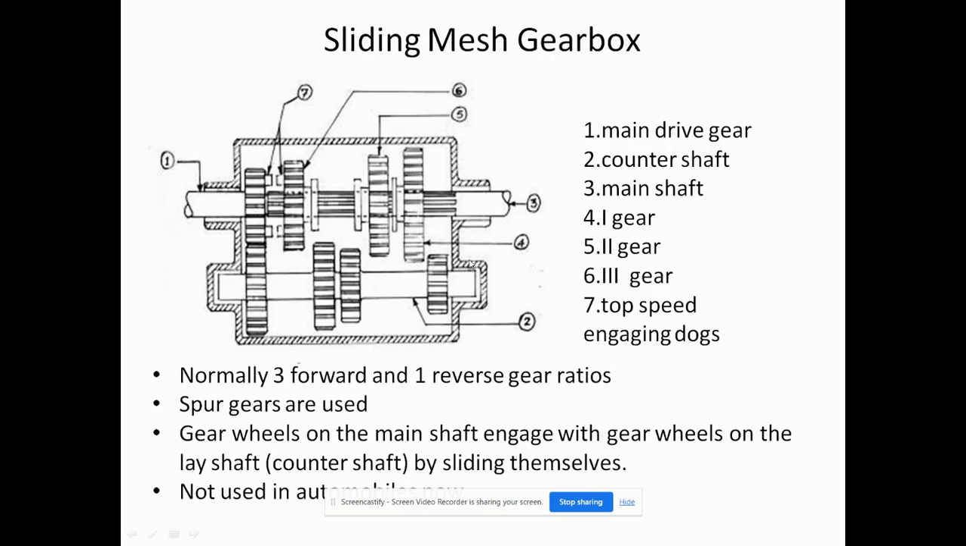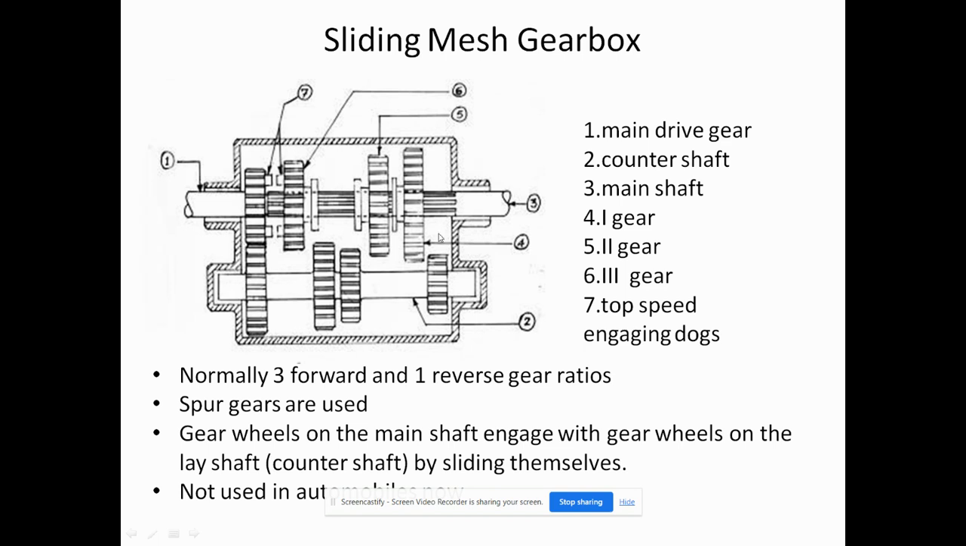Okay, this is the simple pictorial diagram for this sliding mesh gearbox, and we can see clearly this is the main drive shaft, and this one is the counter shaft. These are the two shafts. And this one is the main shaft. Sorry, this is the main drive gear, and this is the main shaft. In this shaft, the main gear is located. The main drive gear is located, and this is the counter shaft.